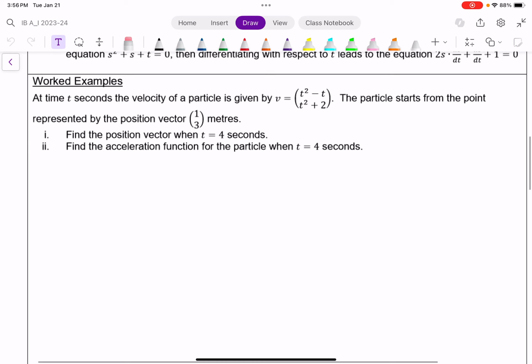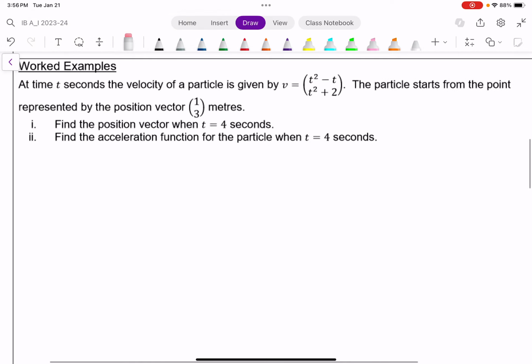It has a matrix in it, or a vector in it, but it's fairly quick. This is the velocity, and it's given with a column vector. That first element just represents perhaps its velocity in the x direction, the other is in the y, and we're given a starting point. So if I want to find the position vector after 4 seconds, first let's find the general position vector, which means I need to find the antiderivative of each of these separately. It's not a big deal at all.